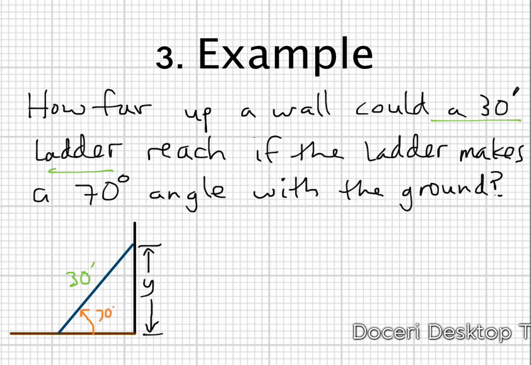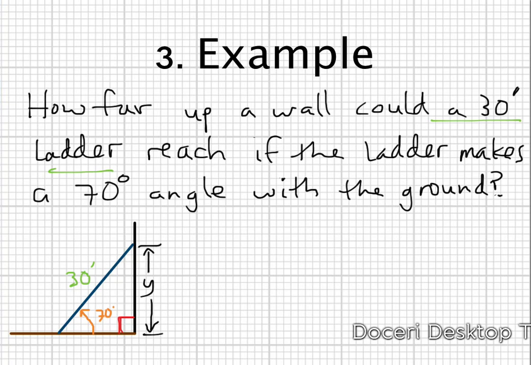Okay? So you'll notice I have a right triangle here. There's my 90-degree angle. The wall and the ground make a 90-degree angle, hopefully, if they constructed it accurately. So we have a 70-degree angle, 30-foot ladder. Now we've got to find y.